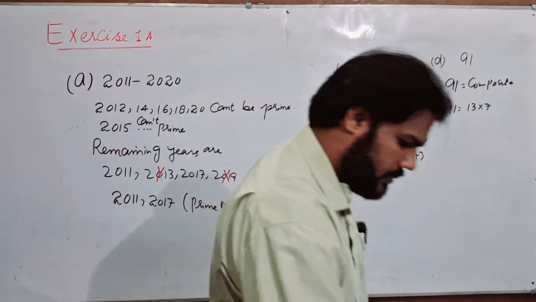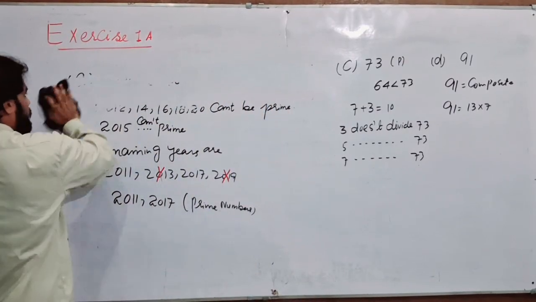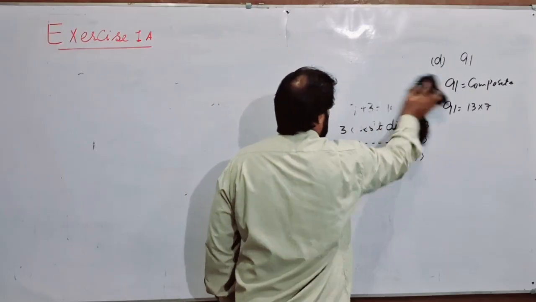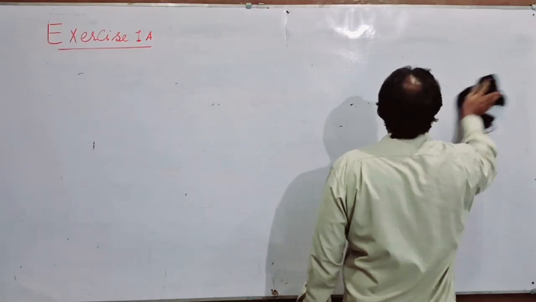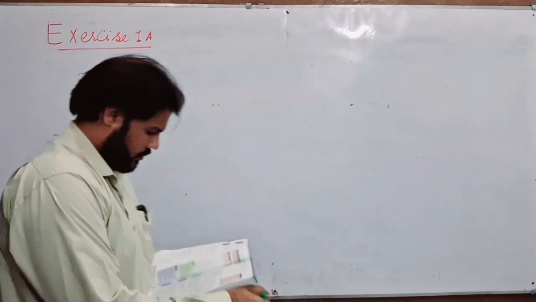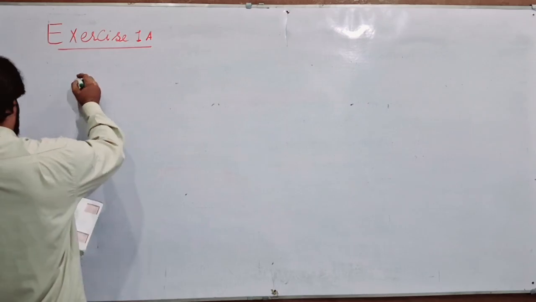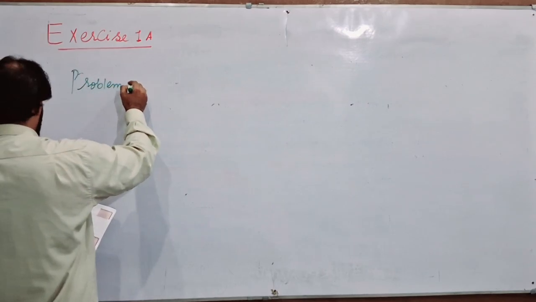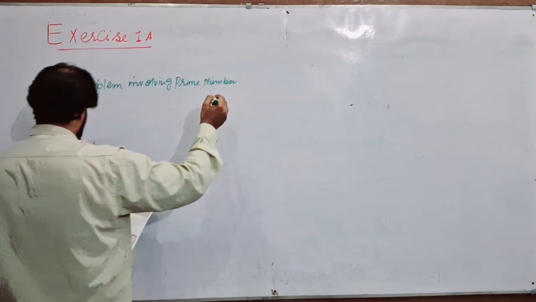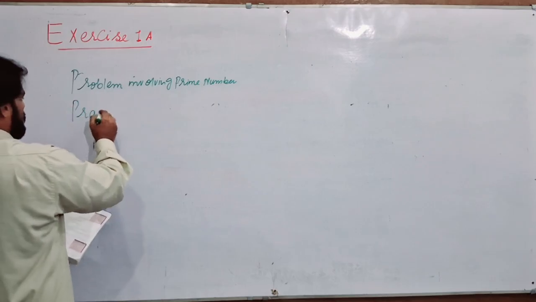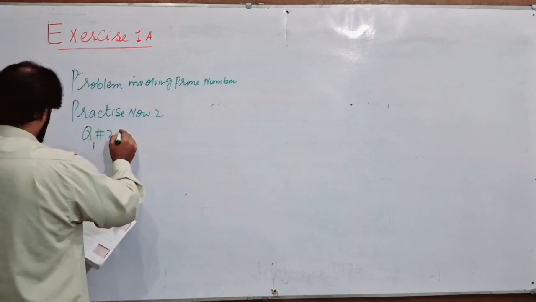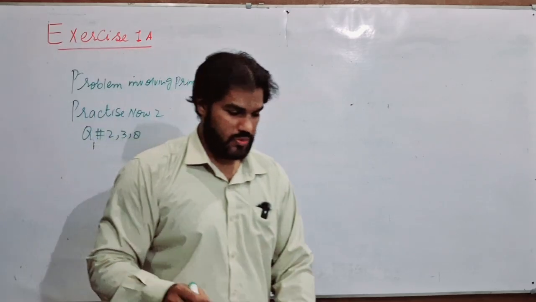In practice now 2, our next topic in this book is problems involving prime numbers, and this topic involves practice now 2, and questions number 2, 3, 8 from the exercise. Now we discuss each of the questions one by one.